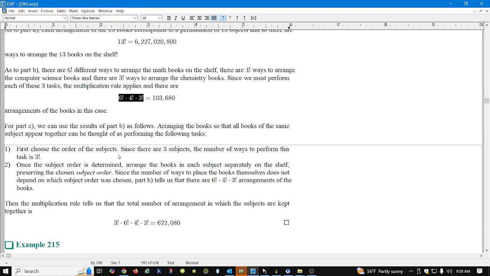Once that's taken care of, the second task would be to arrange whichever subject came first, those books, on the shelf, then arrange whichever subject books came second on the shelf, and finally the third group. So it's going to be 6 factorial times 4 factorial times 3 factorial, or some rearrangement of this product. So the total will be 3 factorial times this set of factorials, and you'll get 622,080.